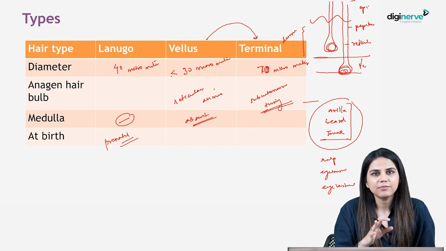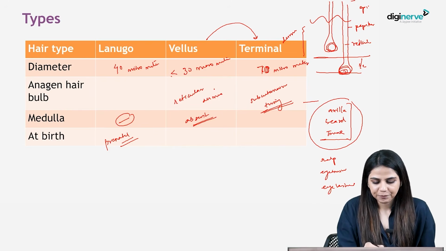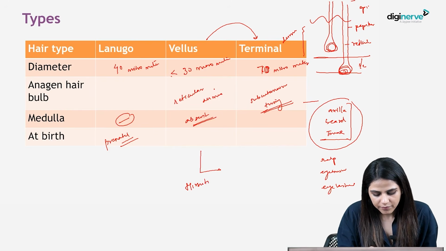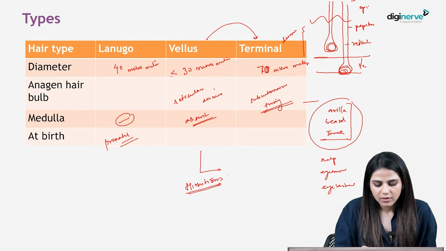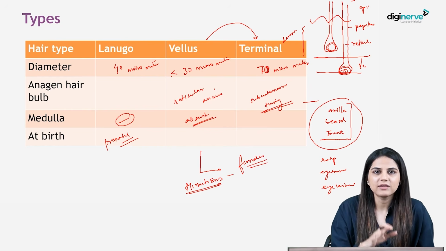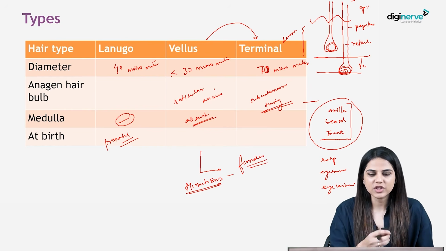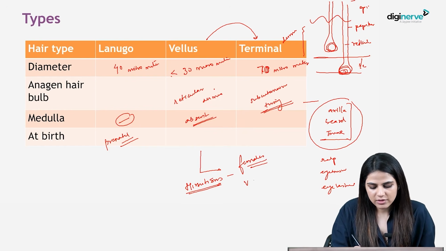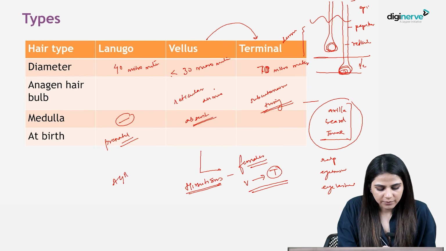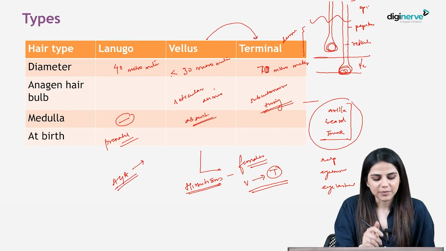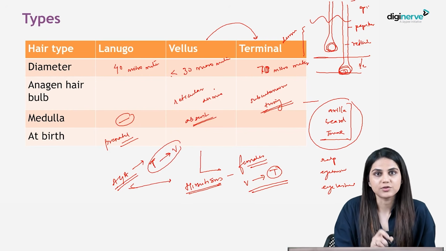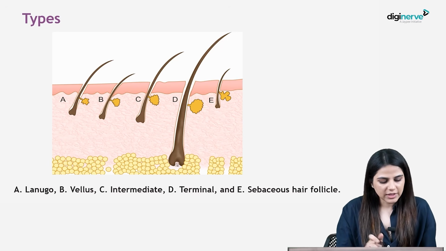So what are the clinical implications of knowing different types of hair? In a condition called hirsutism, seen in females, the areas where vellus hair is supposed to be present, like commonly chin, gets converted to terminal hair. So vellus to terminal hair. And in androgenetic alopecia, the opposite happens. The terminal hair gets converted into vellus hair. So remember these two. Moving on to the next.